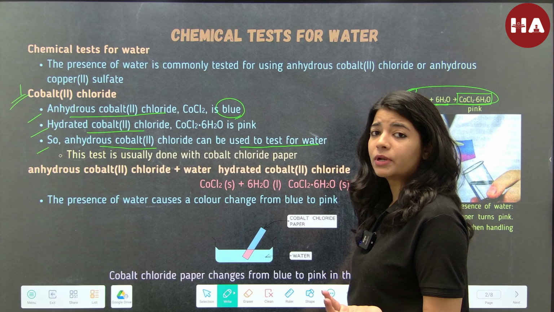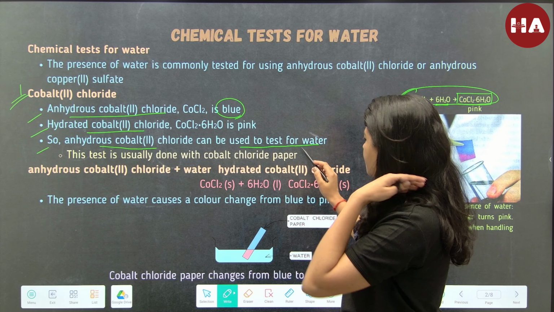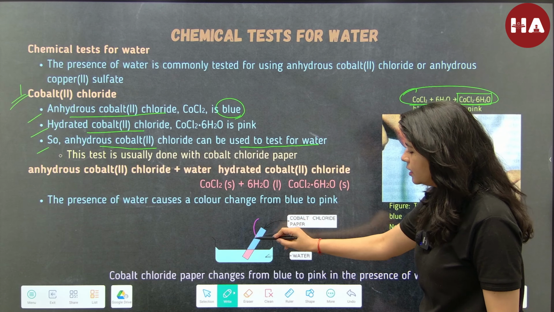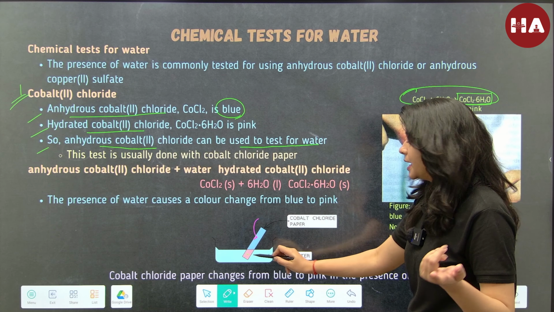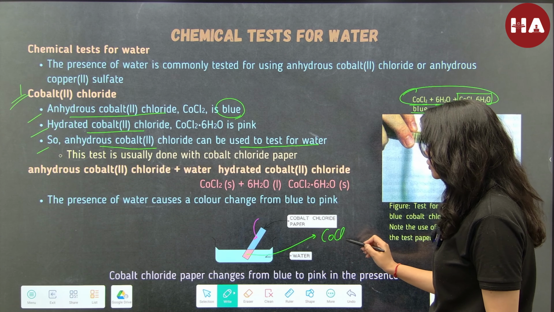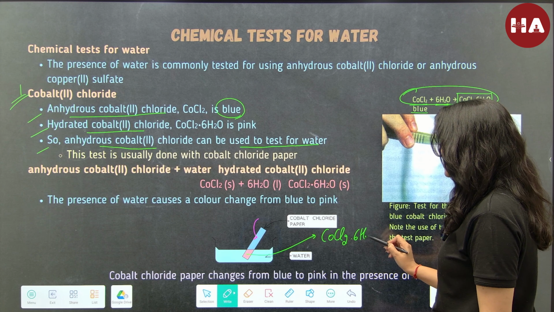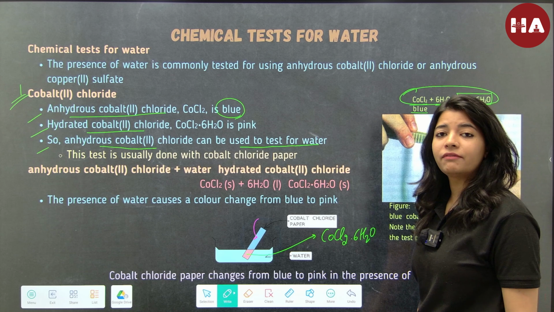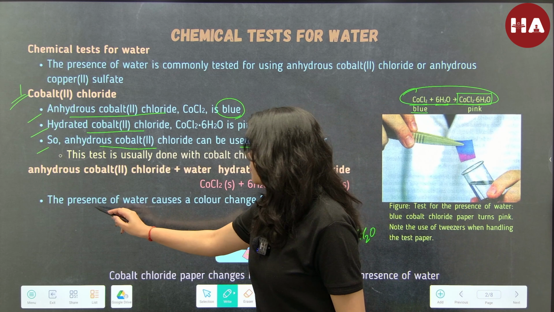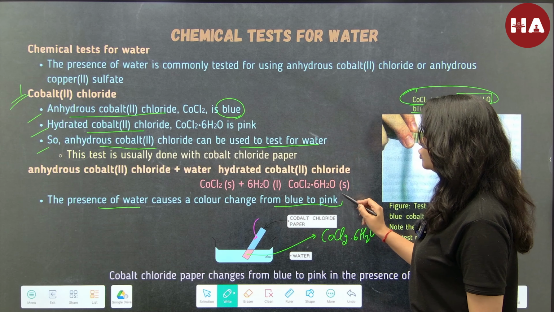This test is usually done with cobalt chloride paper. As I told you, this is blue in color, and when it changes the color to pink, this becomes CoCl2.6H2O, which is hydrated cobalt chloride, which is pink in color, right? So the presence of water causes a color change from blue to pink.